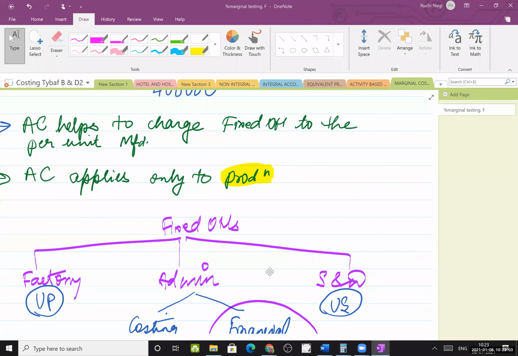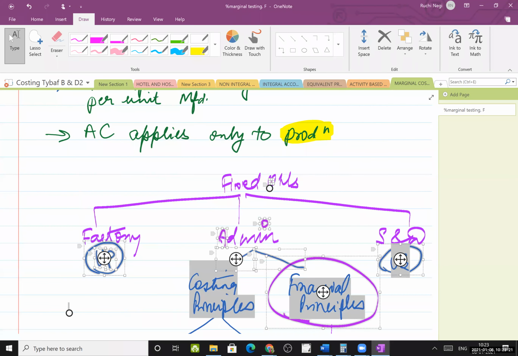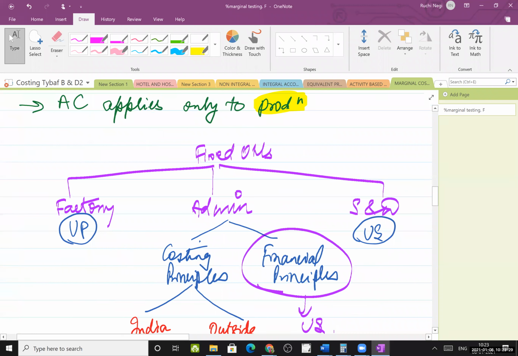Okay, so now let's see how the fixed overheads are applied, on what basis they are divided, and how you calculate them. Let's see. Note down all these things, wherein fixed overheads are bifurcated as factory, admin, and selling and distribution.